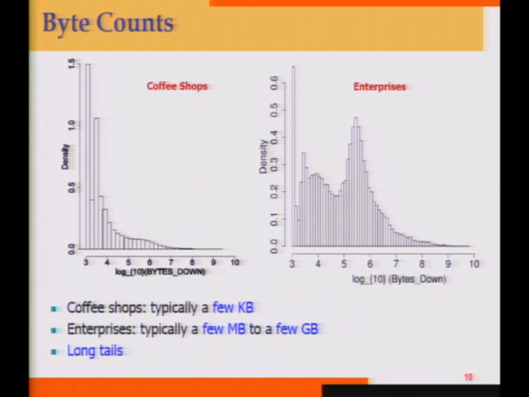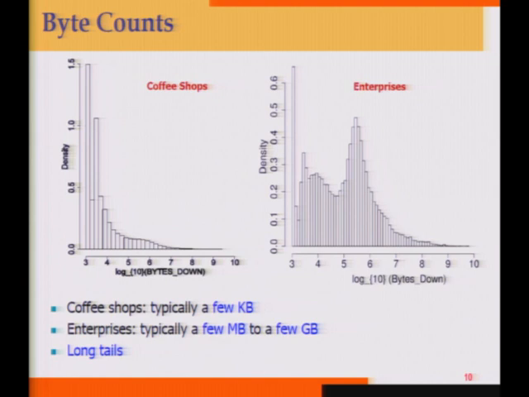So this slide shows the bytes that were downloaded for 2 different kinds of venues, coffee shops and enterprises, plotted as a log-scale density plot. In coffee shops, as you would expect, people stay for a shorter time than in enterprises. Enterprise includes hotels and bookstores, where people stay longer. In coffee shops, we found a few KBs of data, whereas in enterprises, it varied a lot from a few MB to a few gigabytes.